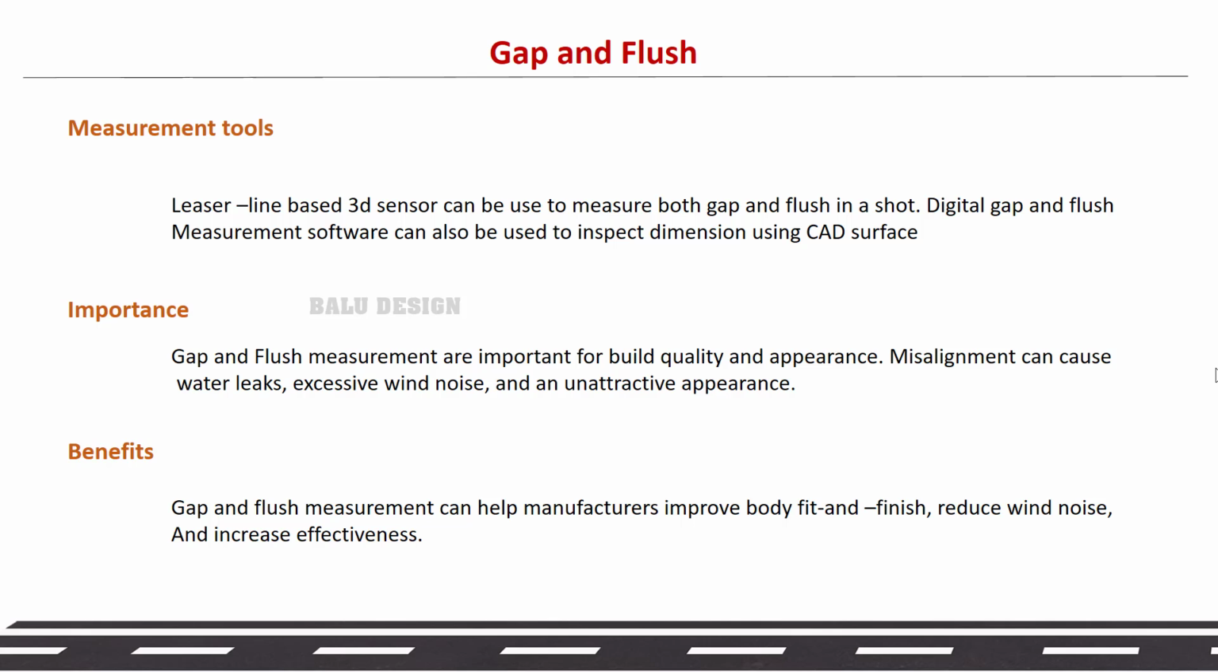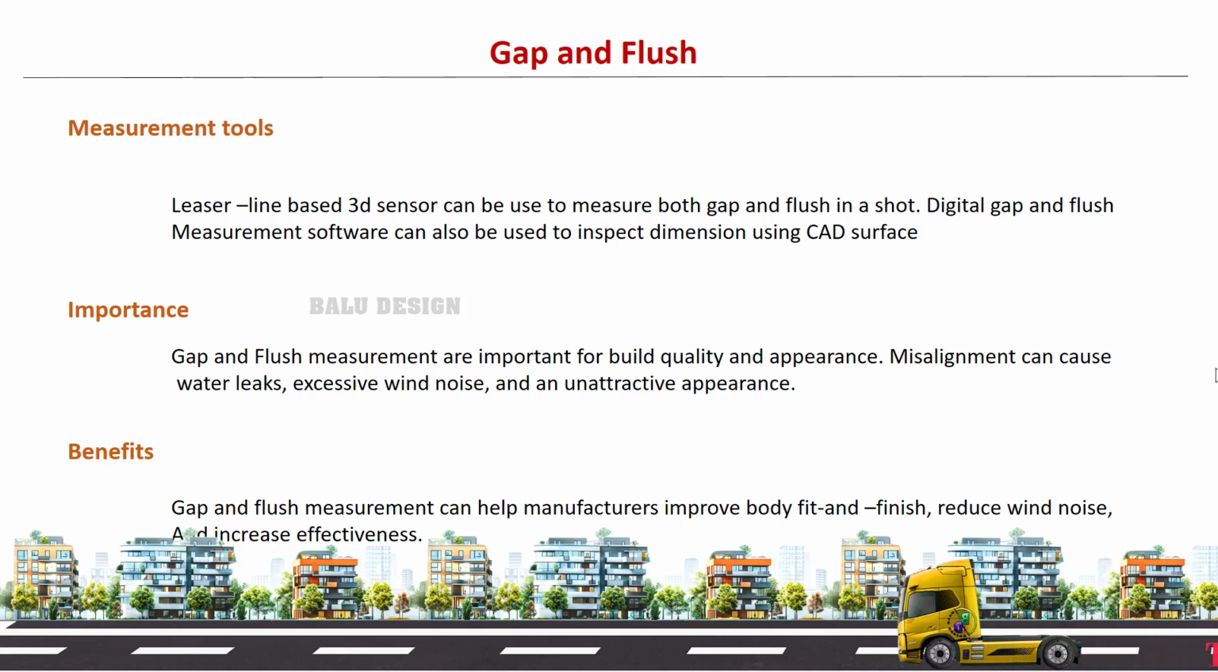And NVH: N is different, V is different, and H is different. N is noise, V is vibration, and H is harshness. Harshness means you check the material; the material needs more hardness. We can use a heat treatment process to make the material harder to avoid material hardening issues. And vibration is a different process. If you use some foam, we can reduce the vibration for the vehicles.